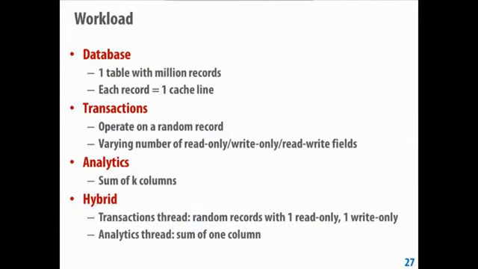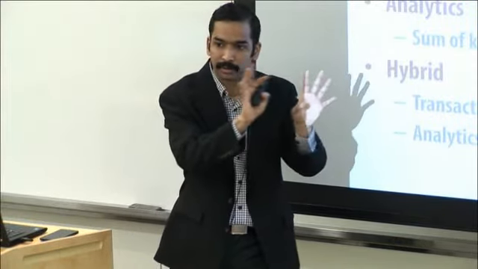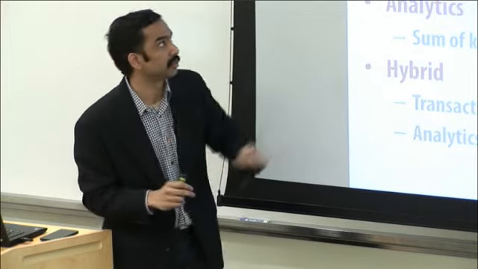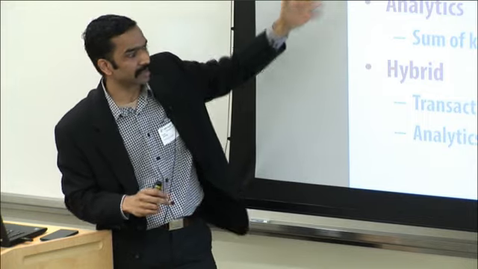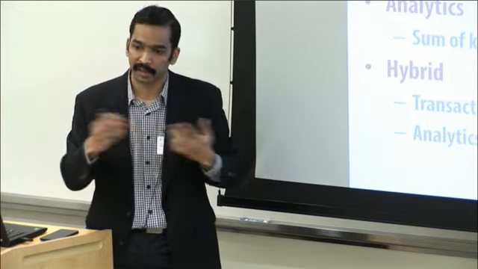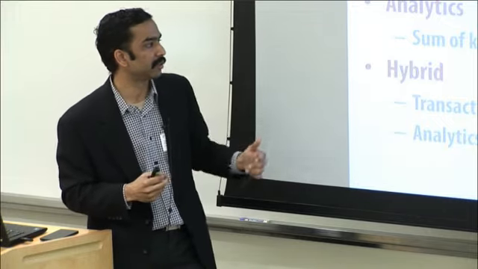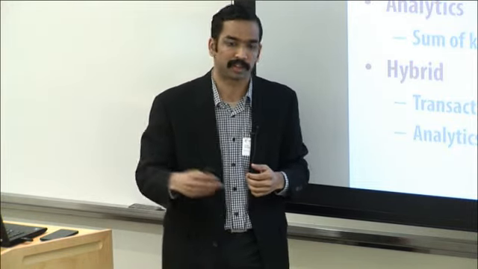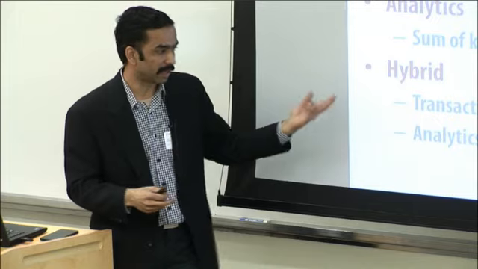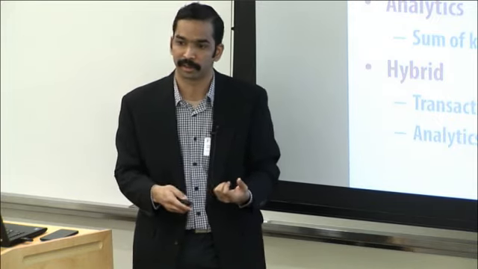So here is just a description of what the workloads are. We use a single database. We are just looking at the storage engine of the database. We are not looking at concurrency control and all those aspects, just the throughput of the storage engine. So we use a single table with a million records. For the transaction, each transaction operates on a randomly chosen record with varying numbers of read-only, write-only, and read-write fields. For analytics, we just use a simple arithmetic sum of all the values within a column. And the hybrid workload has 2 threads running on the same system. One is doing transactions, and the other one is performing an analytics query.